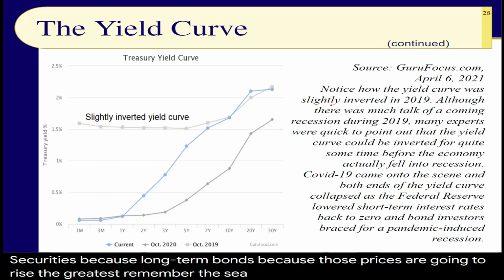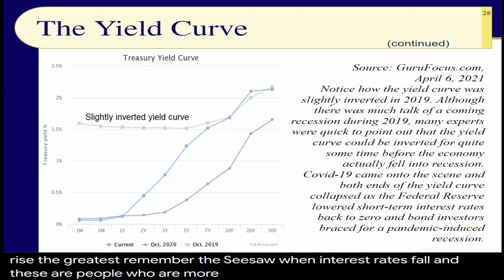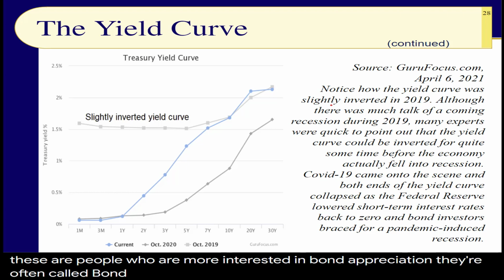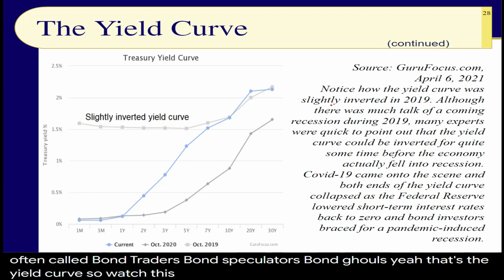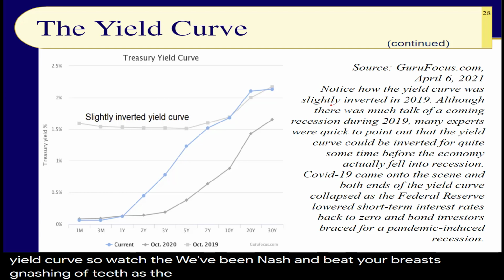Remember the seesaw? When interest rates fall. And these are people who are more interested in bond appreciation. They're often called bond traders, bond speculators, bond ghouls. Yeah, that's the yield curve. So watch the yield curve and weep and gnash and beat your breast, gnashing of teeth, as the economists do when the yield curve inverts.